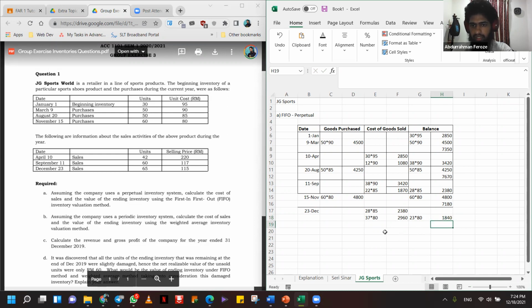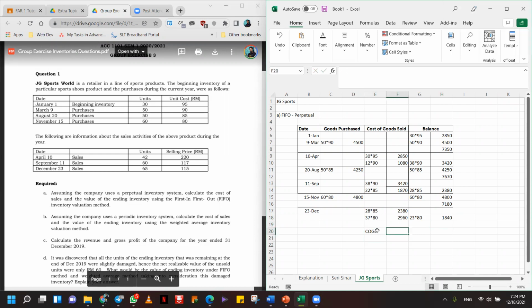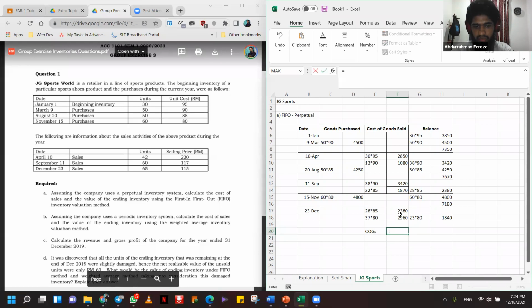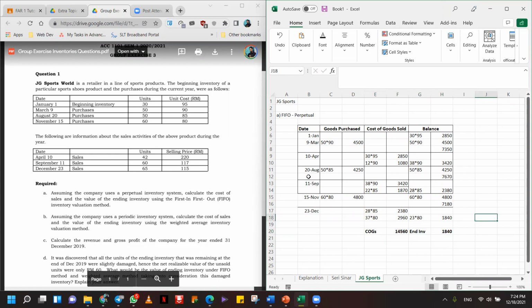You guys got that? Yes. All right. So the total cost of goods is this one, right? And the ending inventory is what we add, the remaining at 23rd December, which is 1,840. Was that clear? You guys all got that, right? Yes. All right. So we've done part A, right?